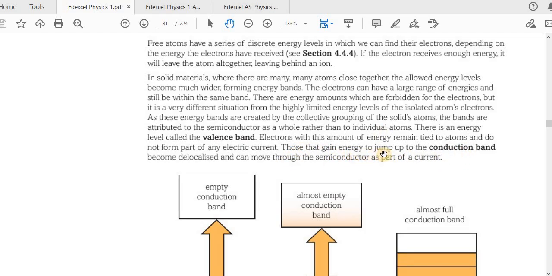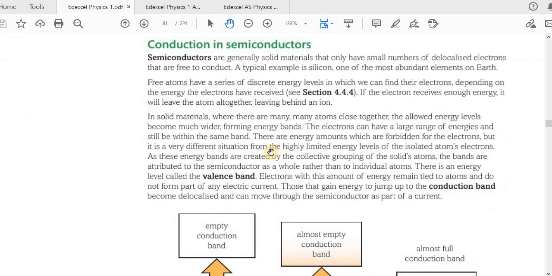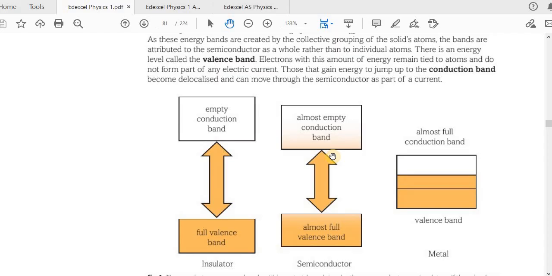Those that gain energy to jump up to the conduction band become delocalized and can move through the semiconductor as part of a current. So now we are talking about semiconductors. In metals, electrons are already in the conduction band. In insulators it is not. You can see here the insulator has a full valency band. The semiconductor has an almost full valency band.